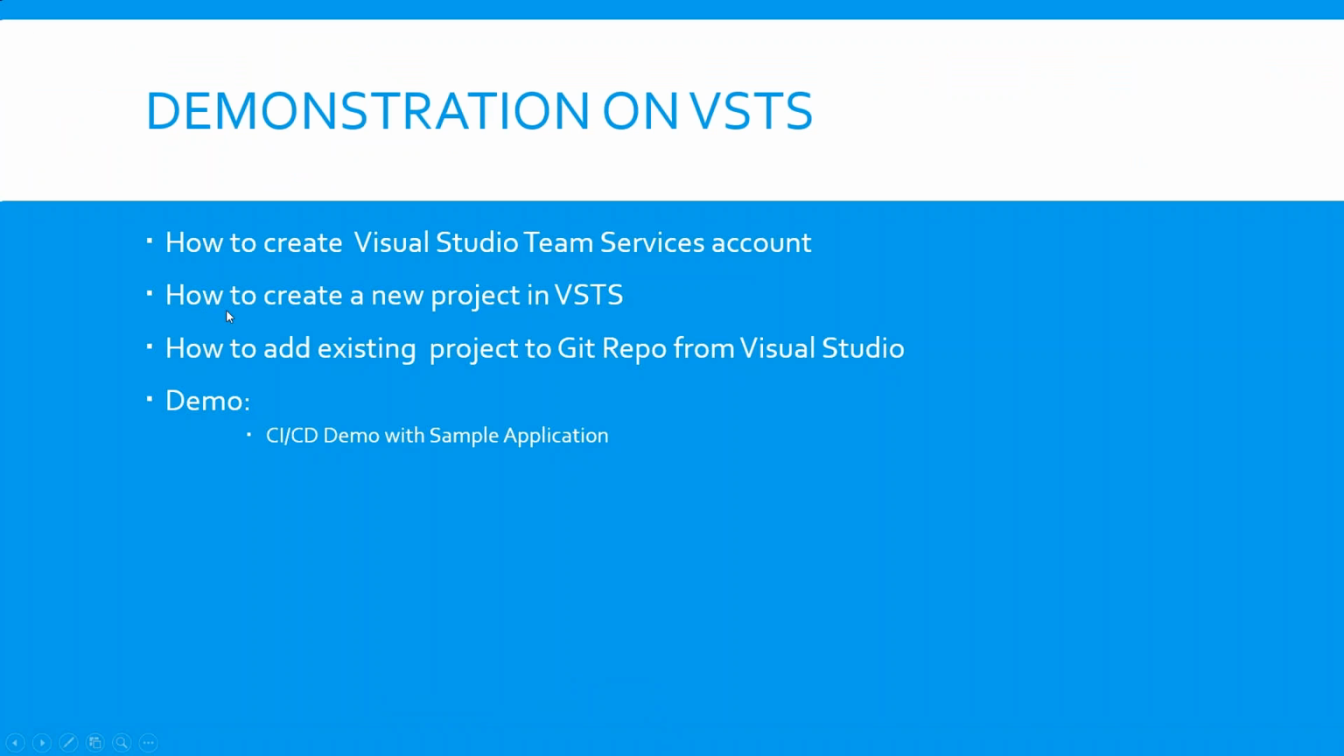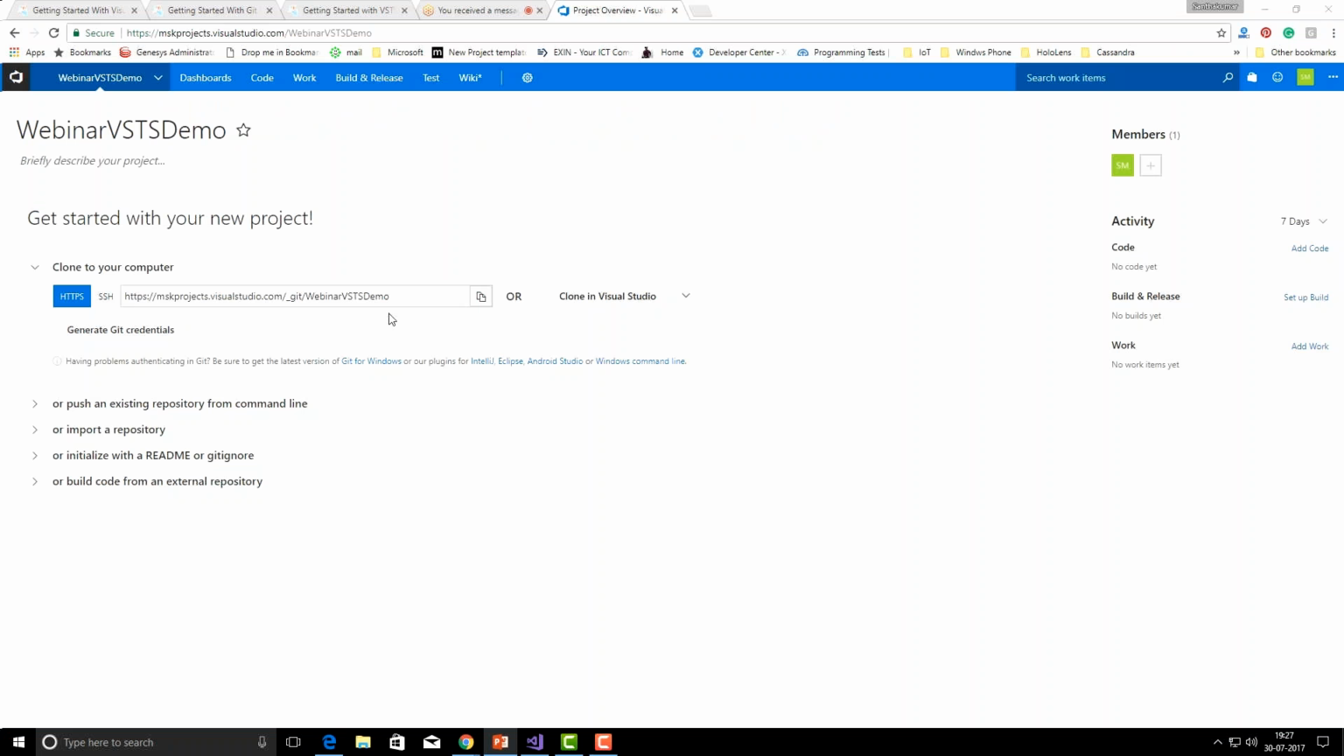So now we saw how to create a new project in VSTS. Next, how to add our existing project source code to a Git repository from Visual Studio. Actually, we created new projects. So before going to create sample projects, let's just see the dashboard.